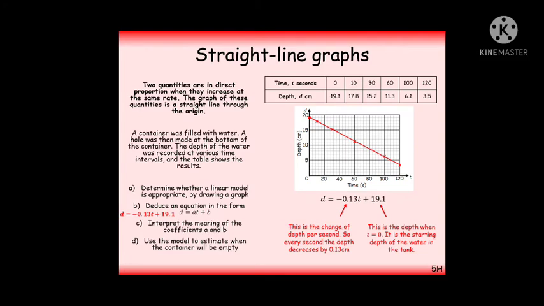Well, a is the change of depth per second, so every second the depth decreases by 0.13, and b is the depth when t equals 0, so it's the starting depth of the water in the tank.